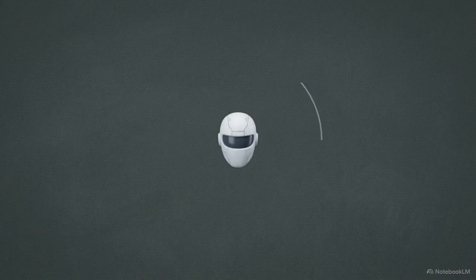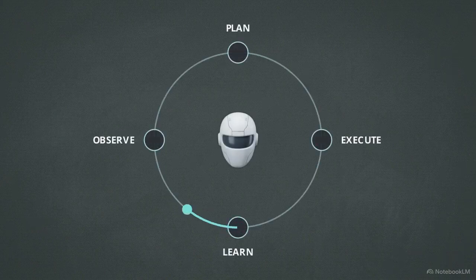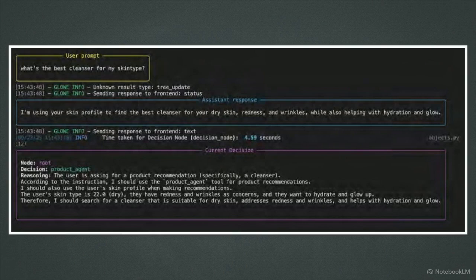Advanced agents protect their context by operating in a continuous orchestration loop. Observe the current state, plan the necessary actions, execute those actions using specific tools, and learn from the results. This terminal trace shows a skincare agent executing this loop to solve a user query. Rather than guessing, it translates the ambiguous request into a precise tool selection, reading the profile to extract specific parameters: skin type 22.0, dry, redness, and wrinkles.